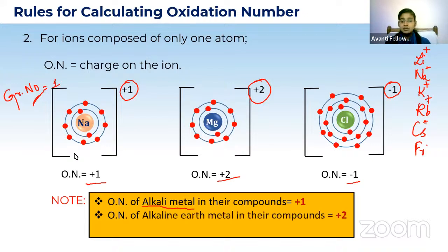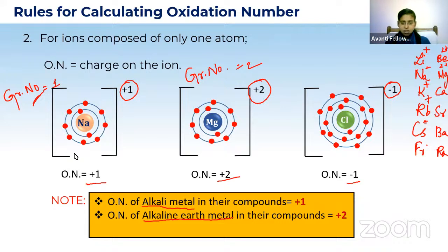And for alkaline earth metals, alkaline earth metal means group number 2 elements. So magnesium belongs to group number 2. So who are the other group 2 elements? Beryllium, magnesium, calcium, strontium, barium, and radium. So all these elements belong to group 2. So beryllium 2 plus, magnesium 2 plus, calcium 2 plus, strontium 2 plus, barium 2 plus, and radium 2 plus. All the elements will carry +2 charge.